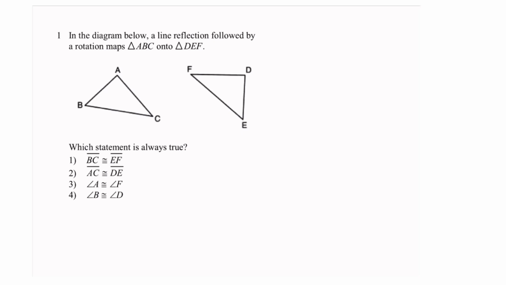Question number 1. In the diagram below, a line reflection followed by a rotation maps triangle ABC onto triangle DEF. Now we really have to visually think about what they're telling us. A reflection and a rotation both fall into the realm of rigid motions, meaning congruence transformations. So we can make a little correspondence key just based on the way that triangle ABC and triangle DEF go together in our problem. So A goes with D, B goes with E, C goes with F.